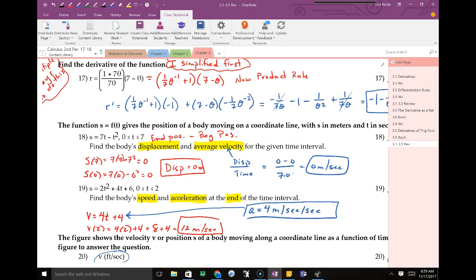Do remember, anytime you see the word average of anything, you are doing a y2 minus y1 over x2 minus x1. So that's going to be your displacement over time if you're working with velocity. So you get 0 minus 0 over 7 minus 0. The bottom says 7 minus 0. Oh wait, right here. So I'm plugging it into the position equation.